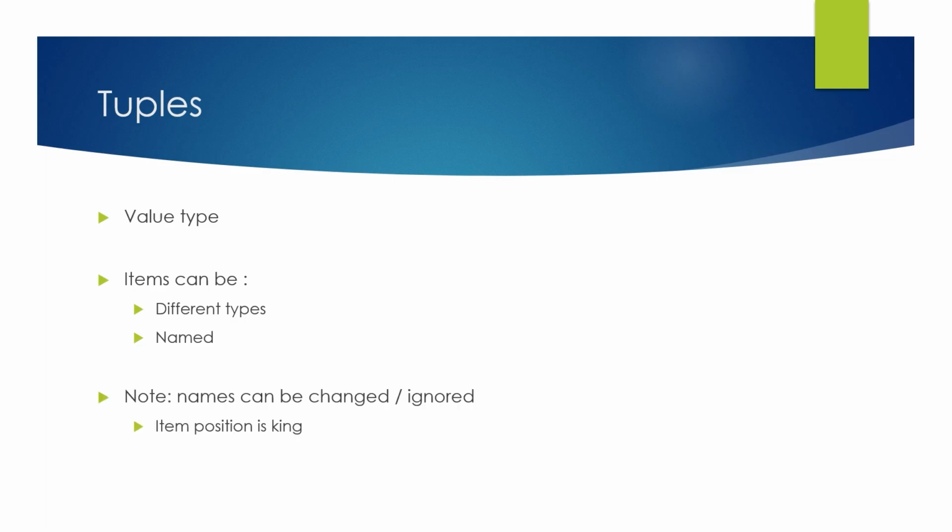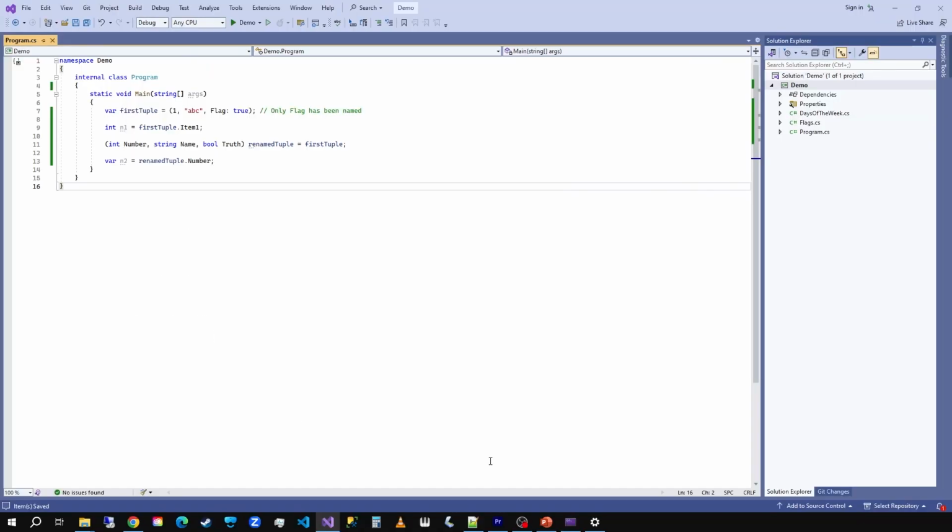Tuples. Tuples are value types and are actually syntactic sugar for the value tuple struct. These allow you to conveniently combine together a small number of values with different types. By default, the values are numbered items, but you can provide names, which makes them easier to use. Note that the names are only a convenience, and it's possible to assign the tuple to a tuple type with different names. The item position is king. I'll delve into more detail about tuples in another video.